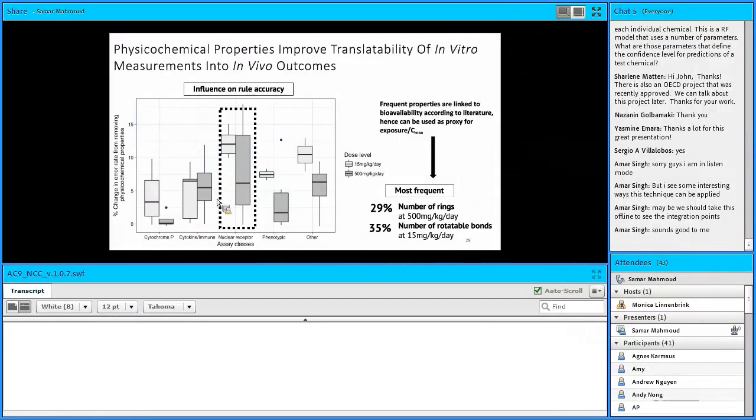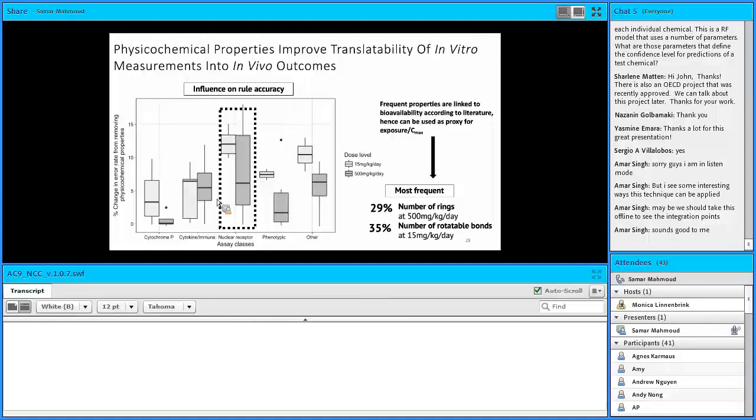In addition to these assay combinations, we've also explored how physiochemical properties affect the in vitro, in vivo associations. The plot here shows the change in error rate or change in accuracy in rules by removing physiochemical property conditions. And we observe a variable change in accuracy and a variable change in error rate by removing physiochemical properties according to the assay class, which is most notable with nuclear receptor assays.